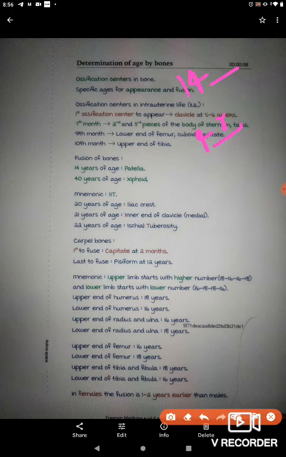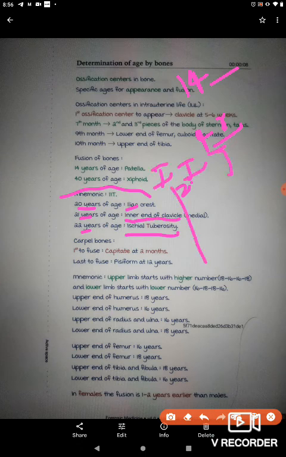Now for the mnemonic of the fusion of the bones. So 20, 21, 22. We'll see the iliac crest, the inner end of the clavicle, and the ischial tuberosity. So iliac crest, inner end of the clavicle, ischial tuberosity: IIT is the mnemonic. 20, 21 and 22 is when they fuse.